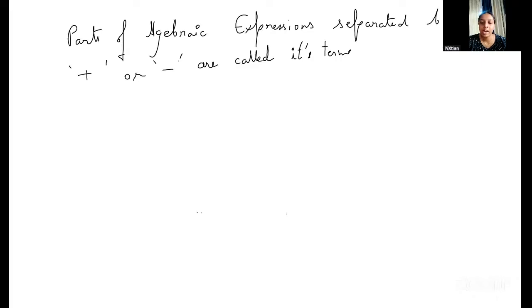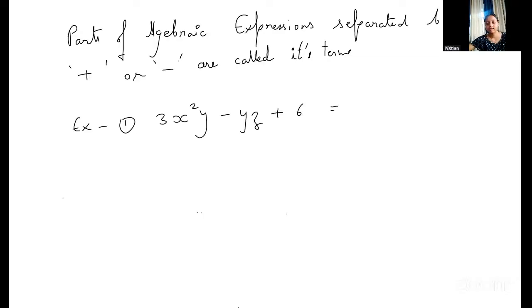Then, you know how we count the number of terms. Suppose I write down some terms. For example, 3x squared minus 5z plus 6. Can you tell me how many terms are there in this question? What number of terms are present?